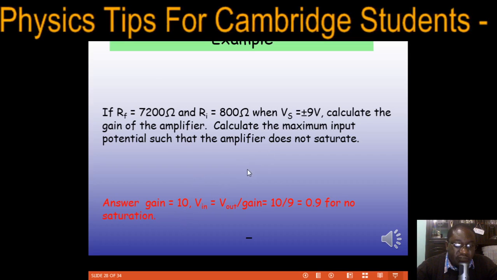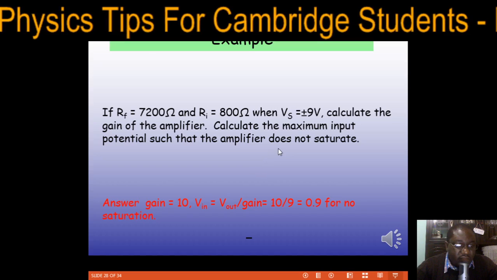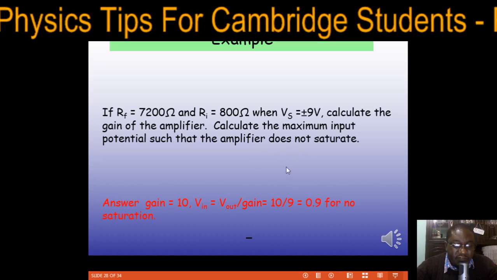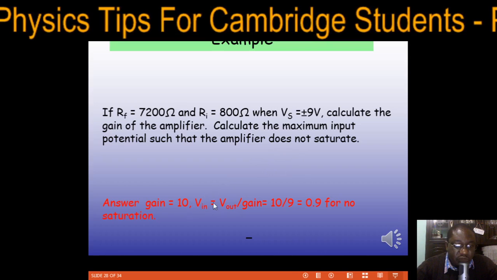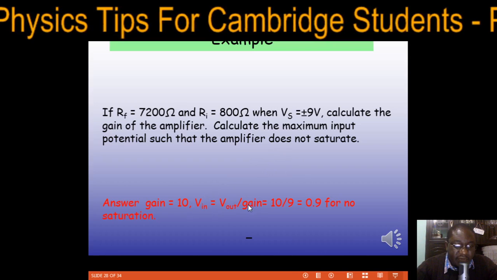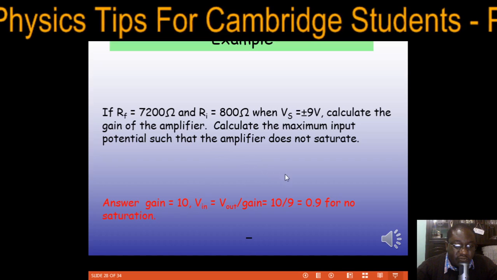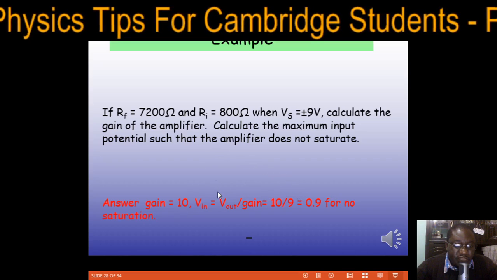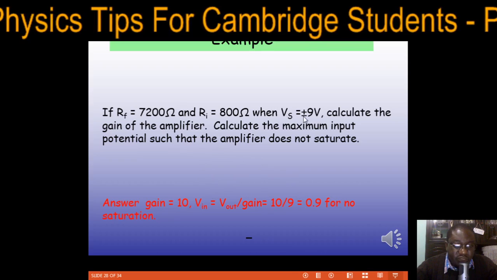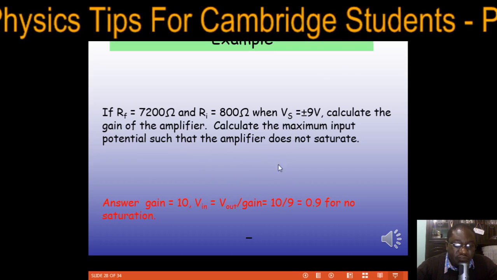So you just find Vin. Vin will be equal to Vout over the gain, which is the gain we've calculated, where Vout is 9 volts, because that's the maximum voltage before saturation.